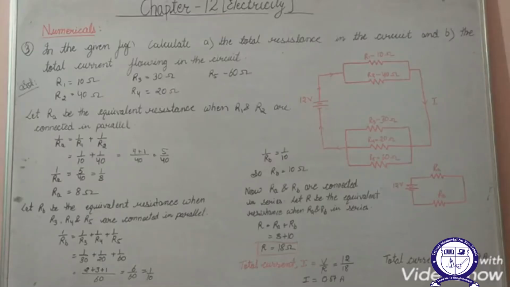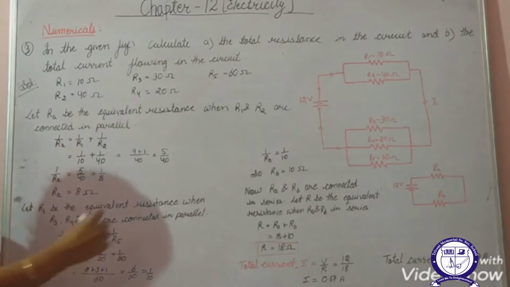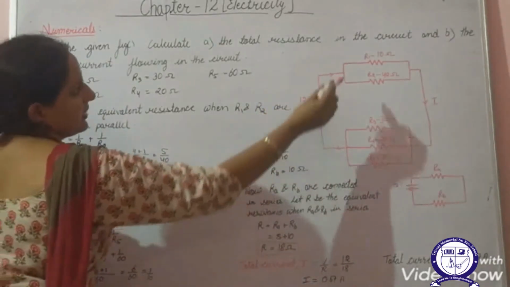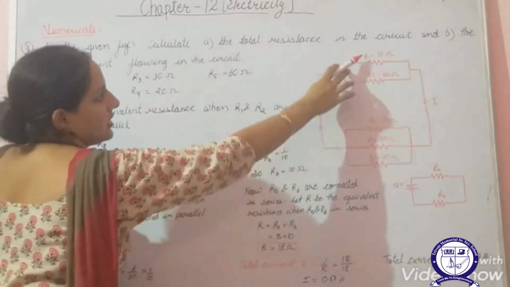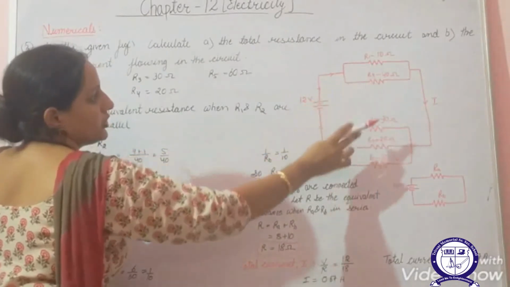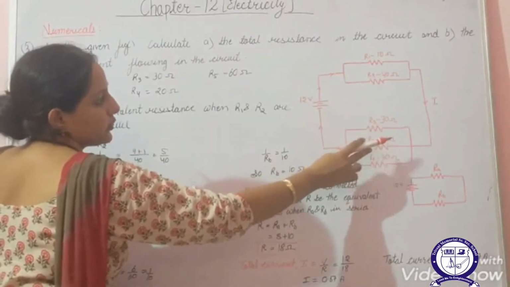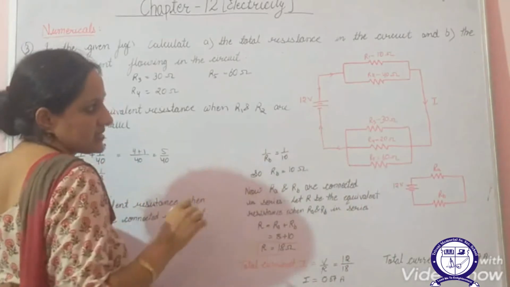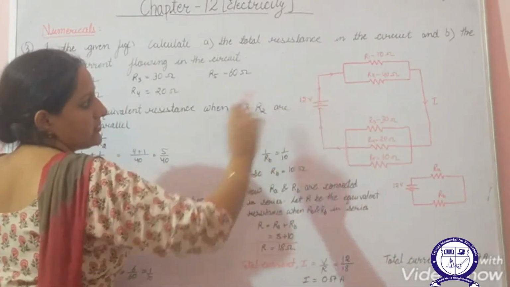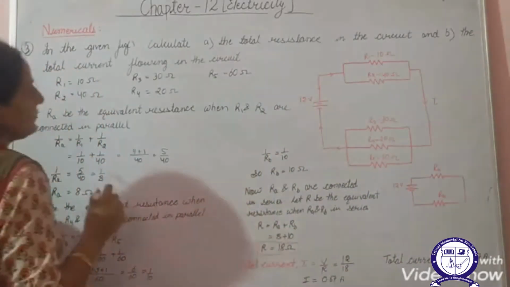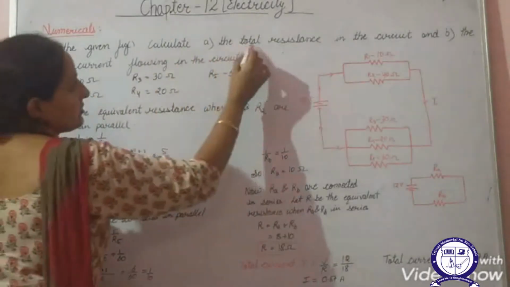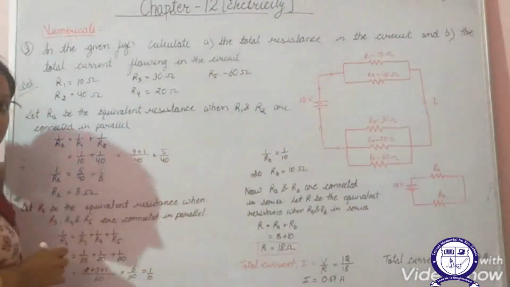Now next numerical is, in the given figure, calculate the total resistance in the circuit and the total current flowing in the circuit. This is the given figure. Here 5 resistances are given, R1 having 10 ohm, R2 40 ohm, R3 30 ohm, R4 20 ohm and R5 60 ohm. They all are connected across the battery of 12 volt. Now the very first part, we have to calculate the total resistance in the circuit.